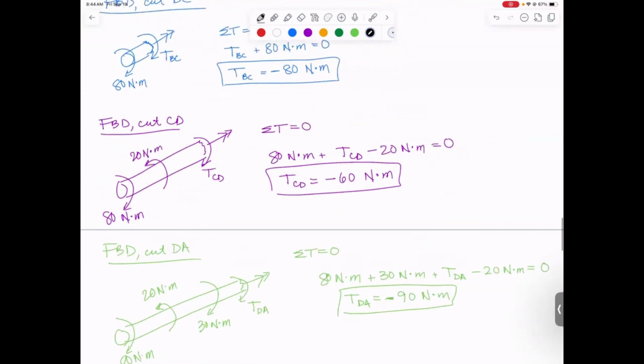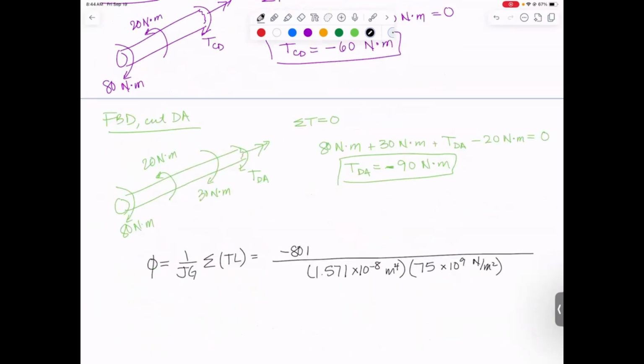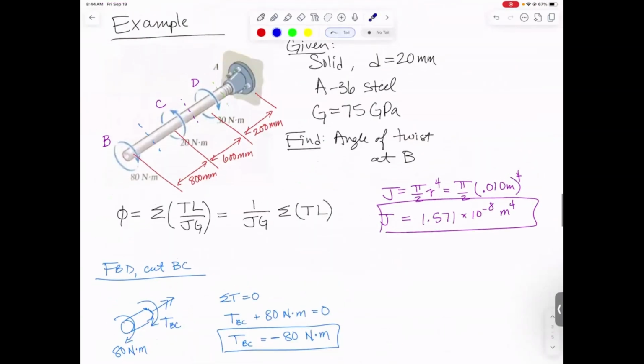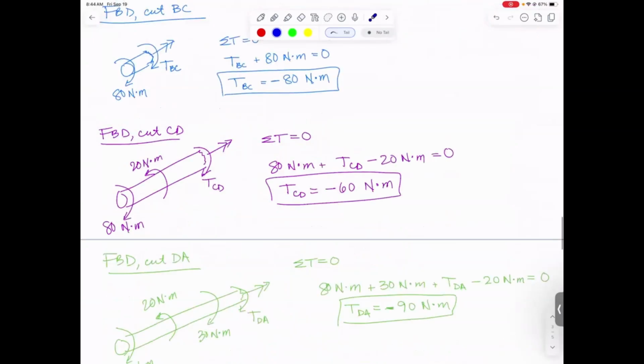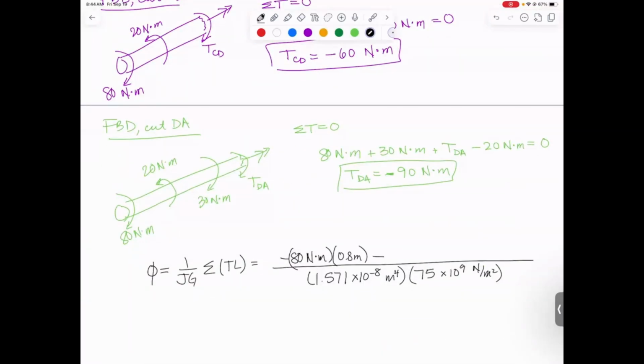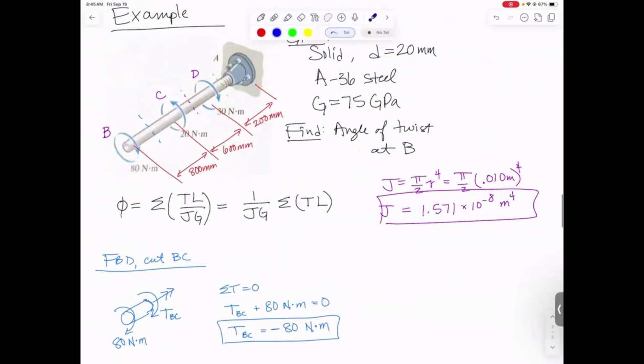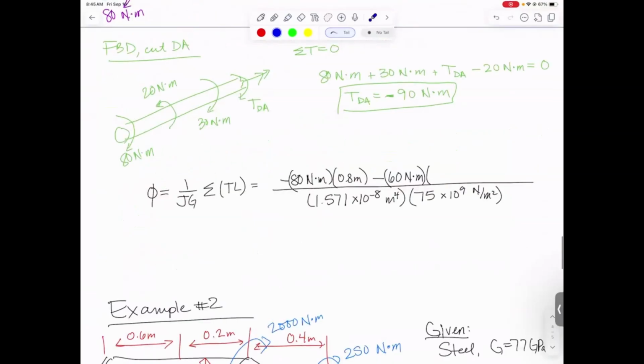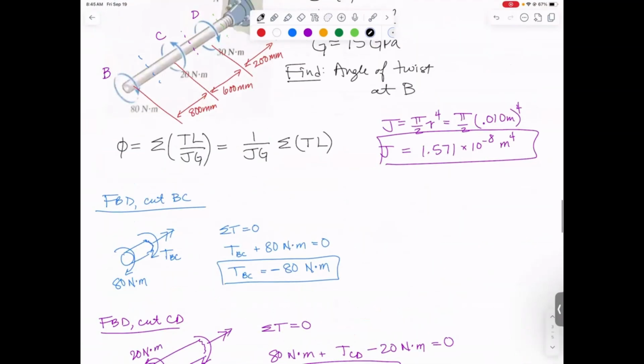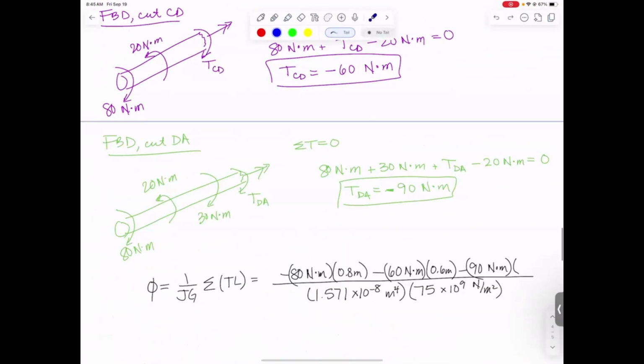So the first segment was minus 80 Newton meters, which gets multiplied by its length, 800 millimeters or 0.8 meters. The next section had a torque of minus 60 Newton meters, which needs to get multiplied by its length, which was 600 millimeters or 0.6 meters. Finally, minus 90 Newton meters. These are minus because the sign of the torque is negative. And this one had a length of 200 millimeters or 0.2 meters.